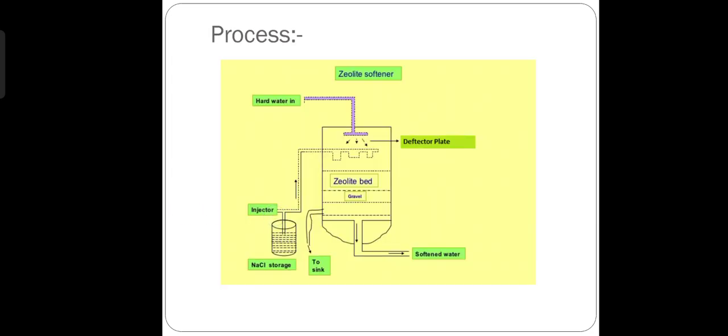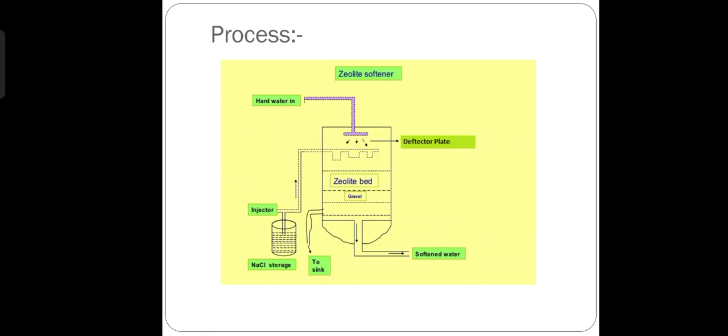Now where does this water go? This water, after softening, travels through the gravel layer that is placed below the zeolite bed, and then it is collected through the outlet as softened water.